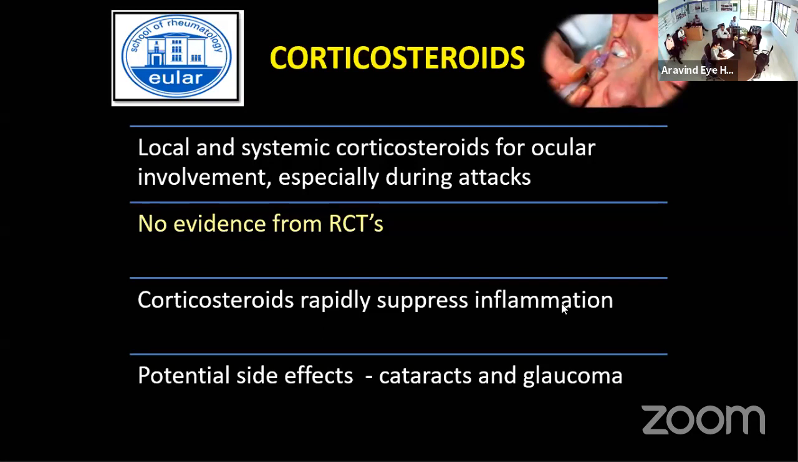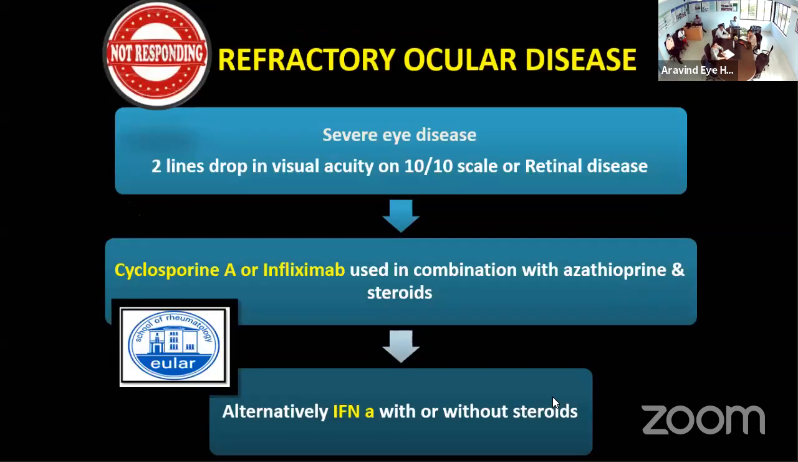Corticosteroids rapidly suppress inflammation. We all know that they can cause potential side effects like cataract and glaucoma. Of course, as I said, corticosteroids stand alone are not going to help, because Behcet's uveitis is characteristically steroid resistant. Steroids alone will not help, but still we need to use steroid because they are the first line drug, since steroid acts immediately. So that's what we mean.